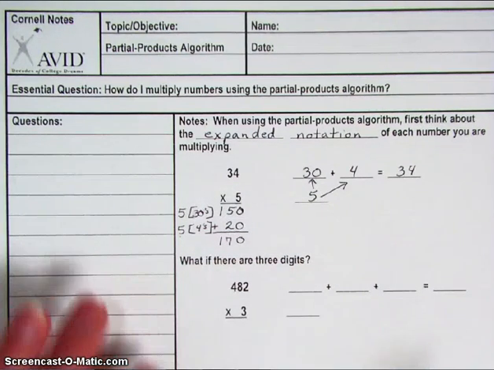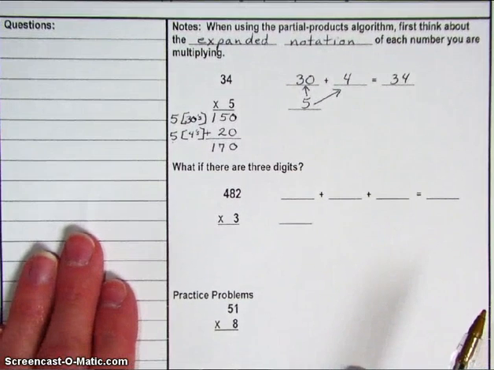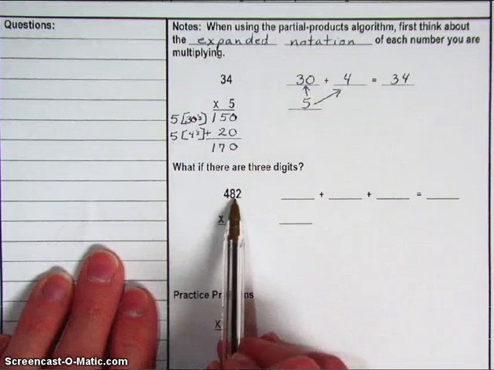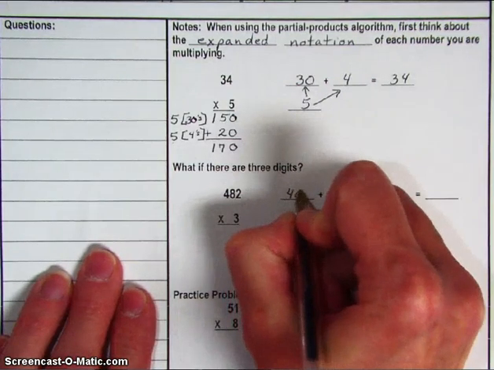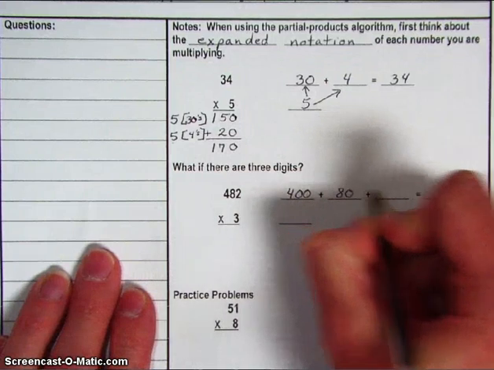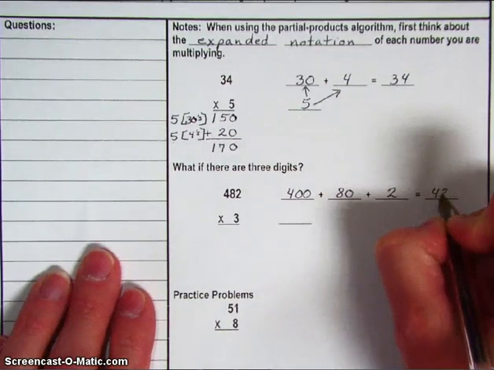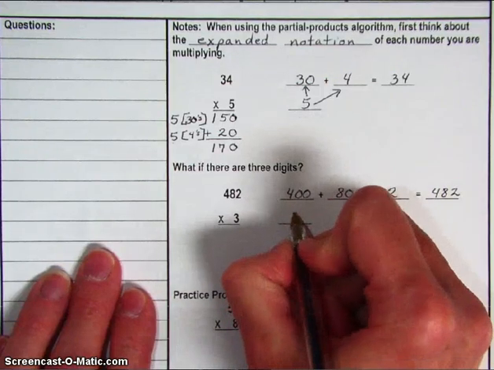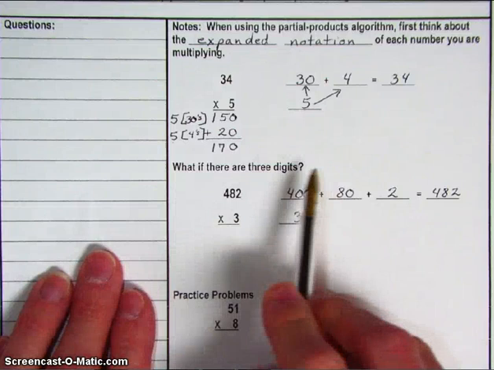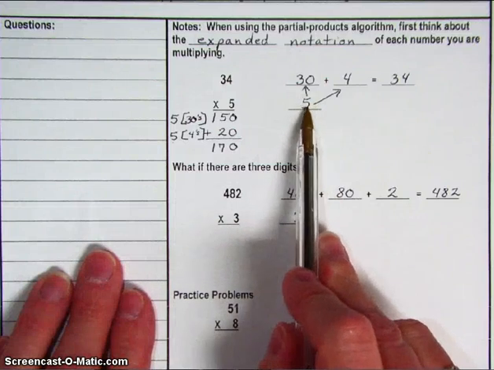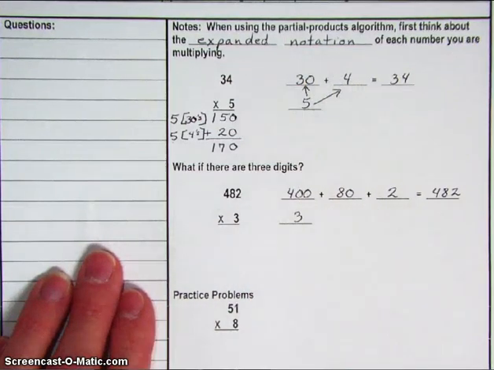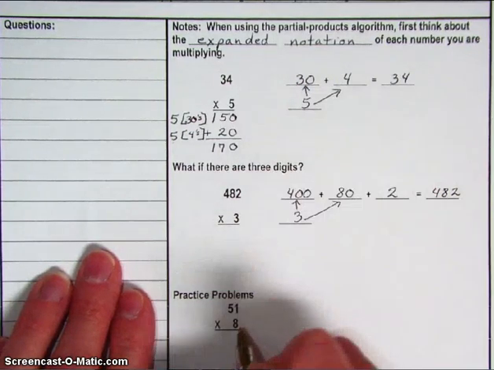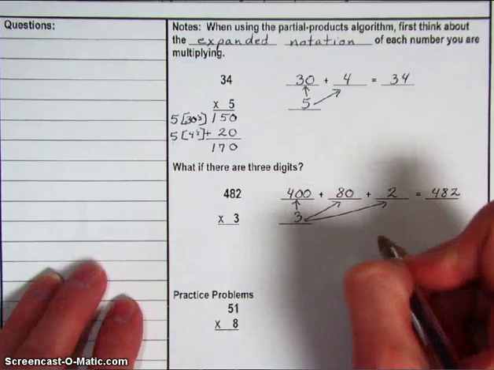But what if there are 3 digits in my top number? It's the same thing. I'm going to start by breaking it apart into the expanded notation. 482 is 400 plus 80 plus 2, which equals 482. This time I'm multiplying by 3. The expanded notation of 3 is 3. Then I'm going to do the same thing I did before when I multiply my bottom number by each of the parts of my top number. So I'm going to multiply the 3 by 400, the 3 by 80, and the 3 by 2.